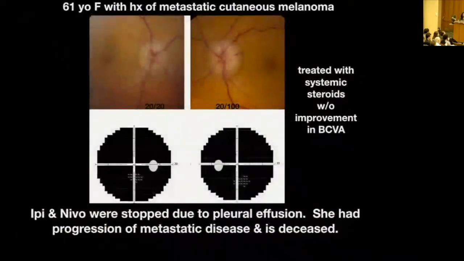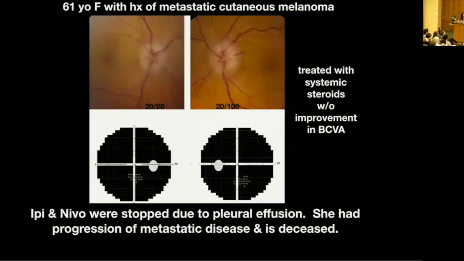This is another interesting case of a 61-year-old woman with a history of metastatic cutaneous melanoma who complained of blurry vision, especially of the left eye. Fundoscopic examination showed bilateral disc edema. You can see swelling of the optic nerves. Visual field testing showed severe constriction. Everything that you see outlined in black is an area of her visual field that she could not see. So this patient was treated with systemic corticosteroids. However, there was no improvement in her best corrected visual acuity. Immunotherapy was stopped because the patient also had pleuritis and pleural effusion. She had progression of disease and is now deceased.